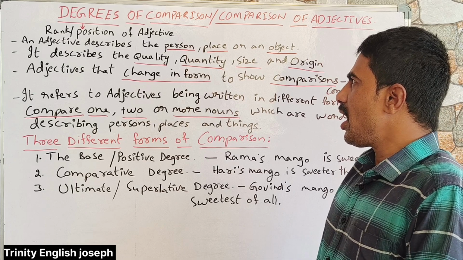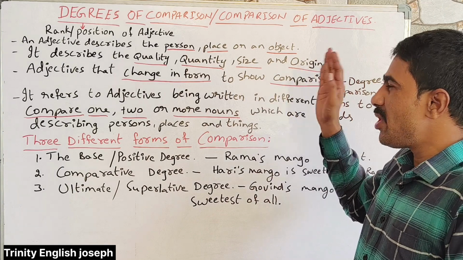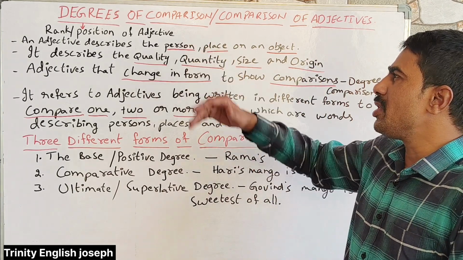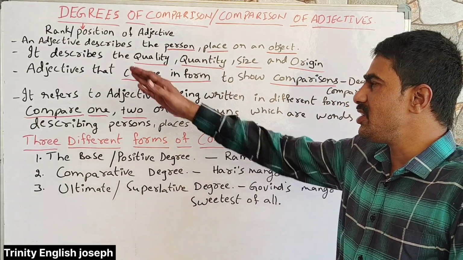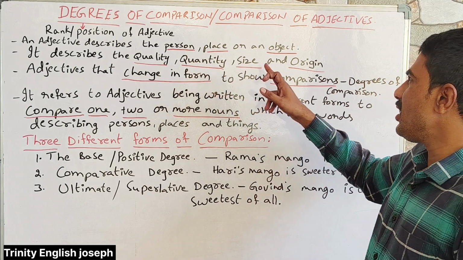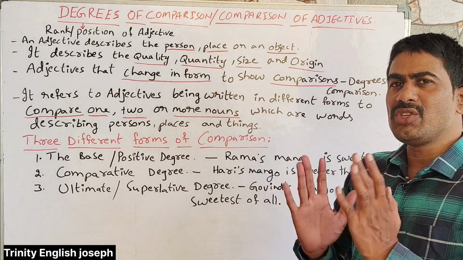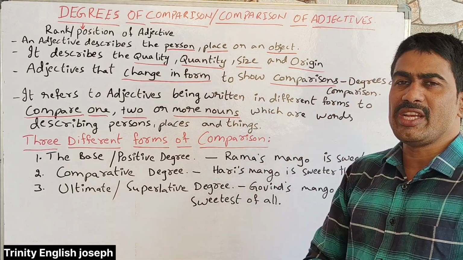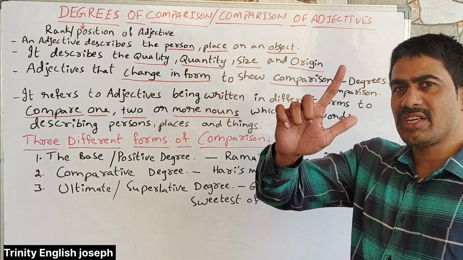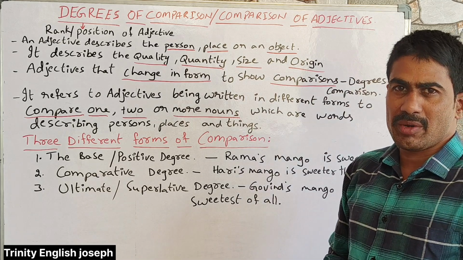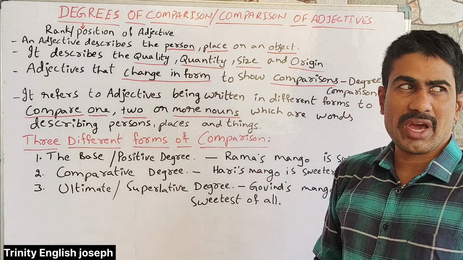An adjective that describes a person, place or object is said to be in the degrees of comparison. An adjective generally describes the quality, quantity, size or origin. Simply, the degrees of comparison speak about only three kinds of adjectives: adjectives of quality or descriptive adjectives, adjectives of quantity and adjectives of number. Only among these three do we have the degrees of comparison.